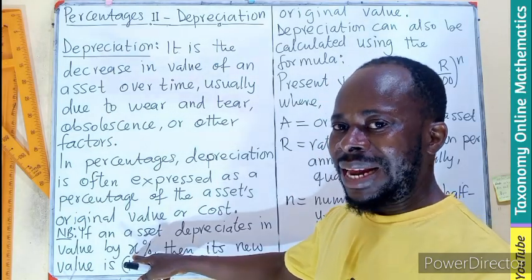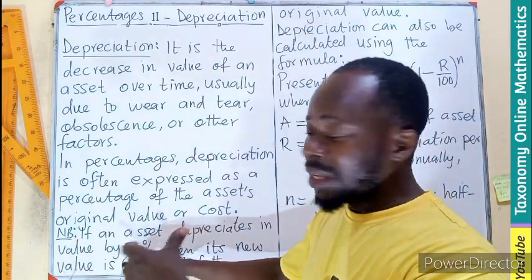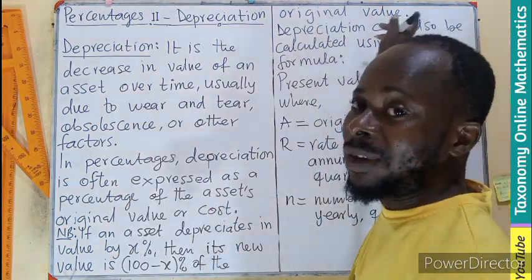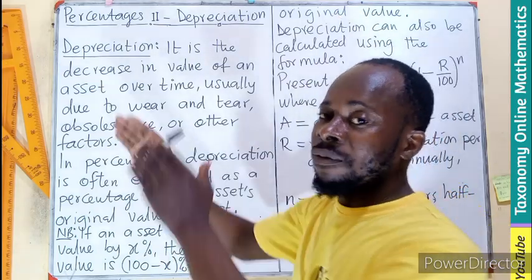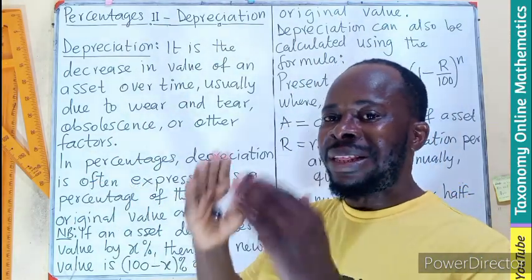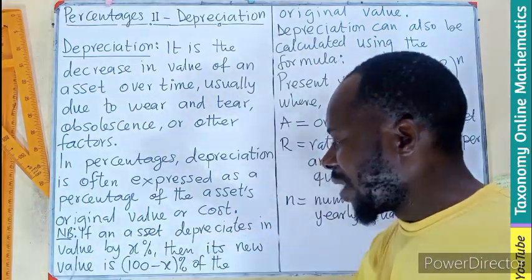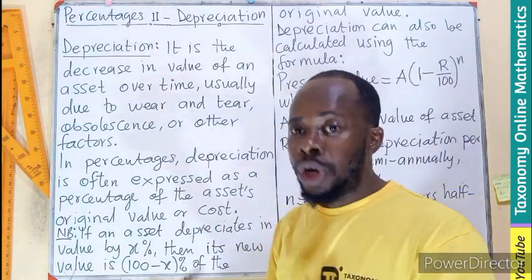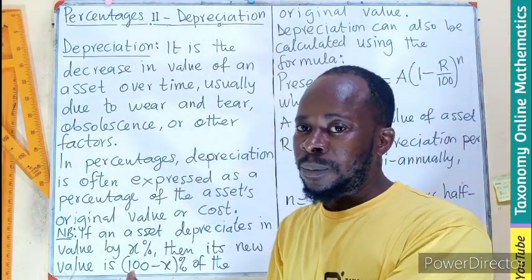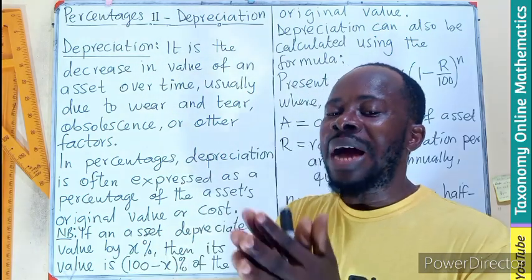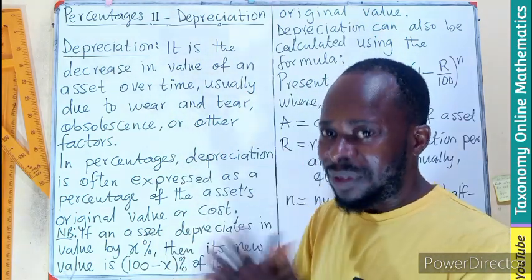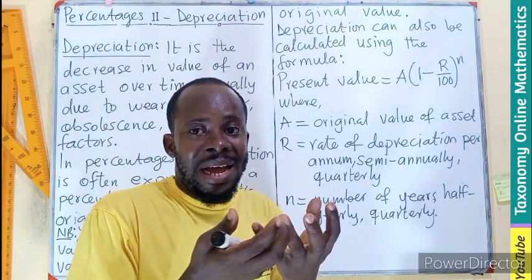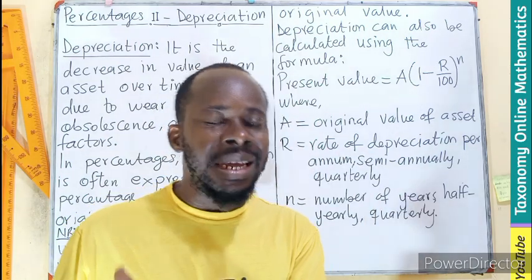So 100 minus the percentage worth of depreciation, then that value is also going to be a percentage of the original value. Remember, if I say 10% of 50 cedis, meaning 10 out of 100 times 50 cedis. So (100 minus X)% times the original value of the item gives me the new price, not the depreciating value, but rather the new value of the item if it has been depreciated by a percentage. All right, so that is how we calculate the depreciation by a percentage on any item.